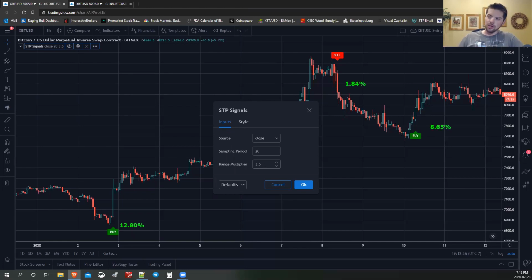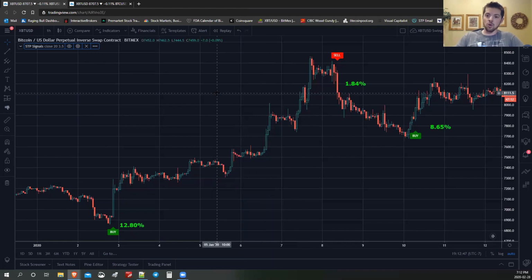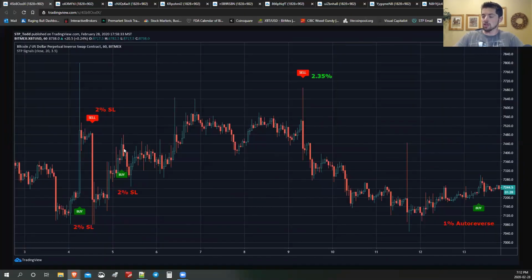So really 3.5 is good. It's a good mix. 20 and 4 is pretty good as well, but however, you are entering a little later on a few things. So with that, let's go over to the chart here and let's take a look at the snips of what you actually get.